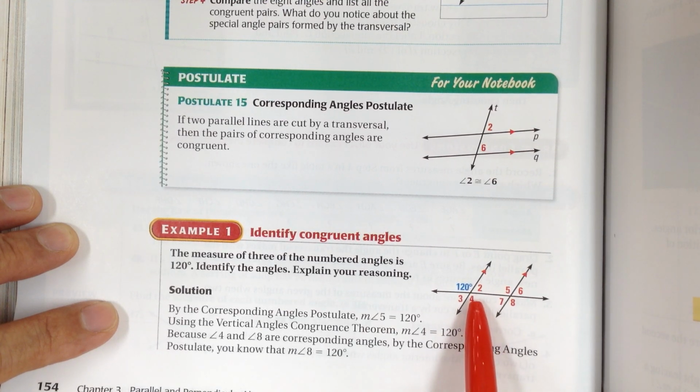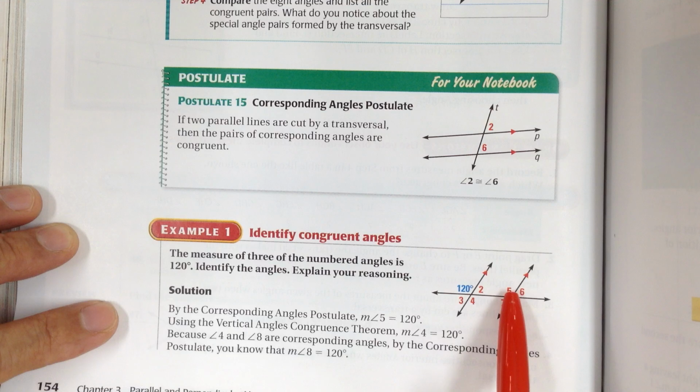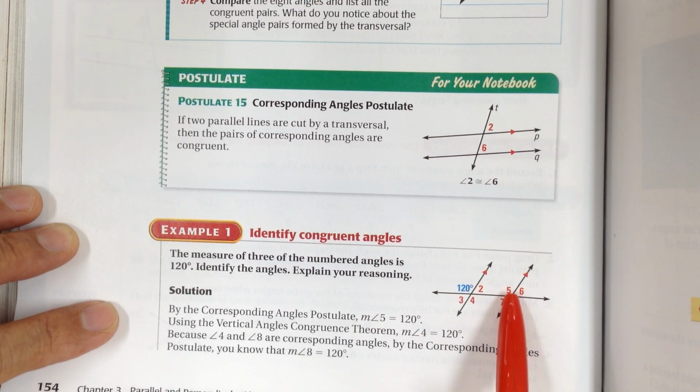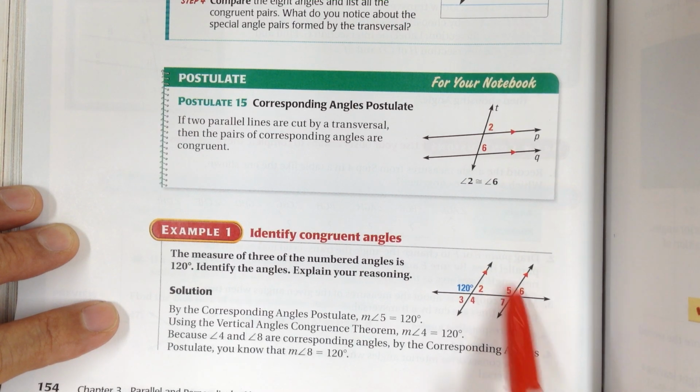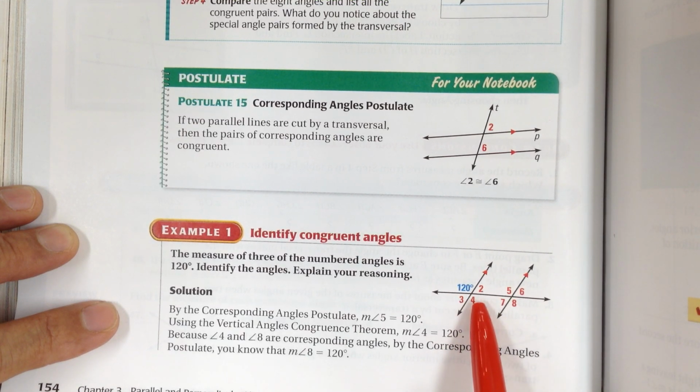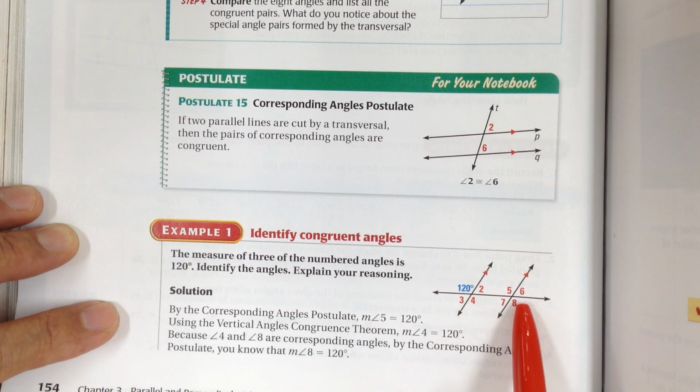So this is 120. Now angle 5 is also 120 because angle 5 is the corresponding angle of that. So these two are congruent. Therefore, angle 5 is also 120 degrees. And since this is 120 degrees, angle 8 is also 120 degrees. You can use vertical angles because 5 and 8 are vertical angles, and vertical angles are congruent. Or you can use corresponding angles, because from the vertical angle we know that this is 120 degrees, and angle 8 and angle 4 are corresponding angles, so this is congruent also. So this is also 120.